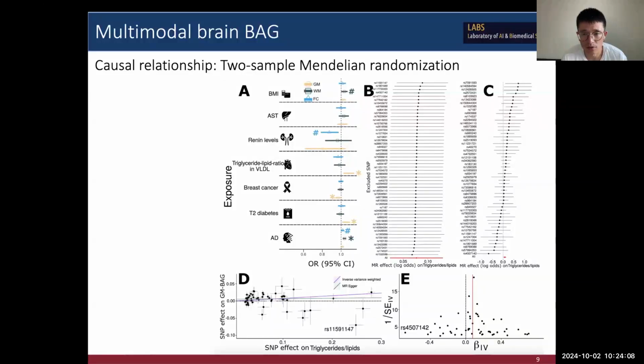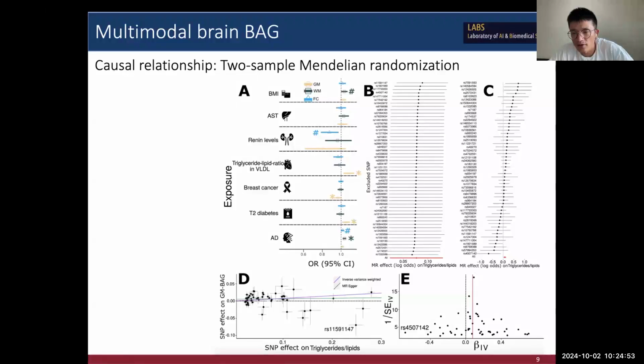significant signals here. To demonstrate as an example, we show different sensitivity checks for the causal relationship between the triglyceride lipid ratio in VLDL and the gray matter BAG. Figure B here shows the leave-one-out Mendelian randomization, which means that in each row we exclude one SNP and re-evaluate the Mendelian randomization causal effect. As we can see here, there is not a single SNP, our instrument variables here, that overwhelmingly affects the causal relationship.